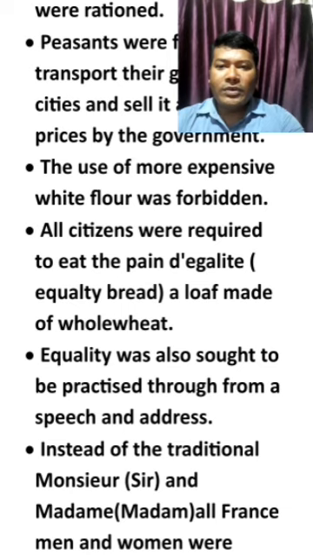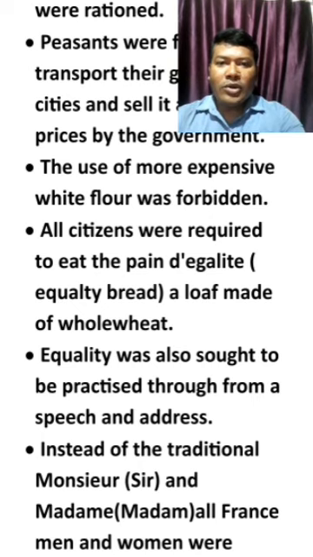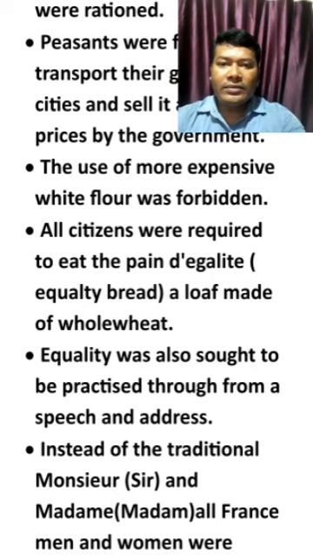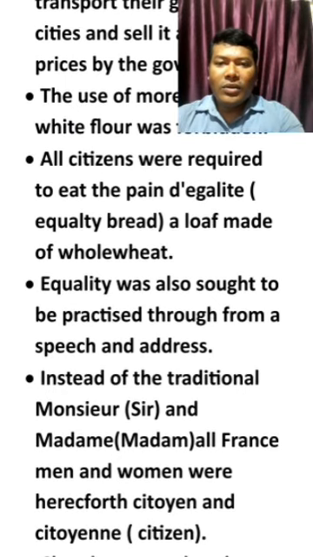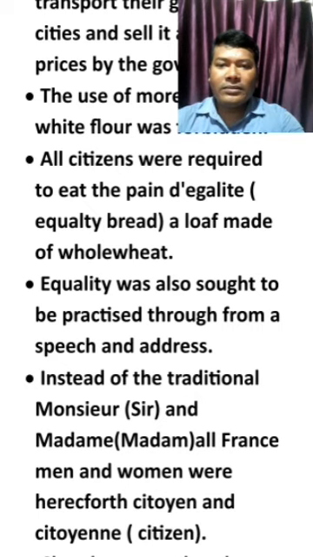The use of more expensive white flour was forbidden. That means, according to their wish, they could not eat expensive white flour because Robespierre's government wanted to show equality. All citizens were required to eat the plain pain d'égalité, equality bread, a loaf made of whole wheat. All citizens had to eat equality bread according to the direction of Maximilien Robespierre's government.